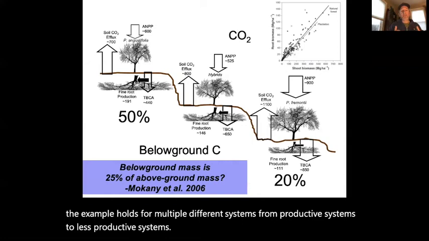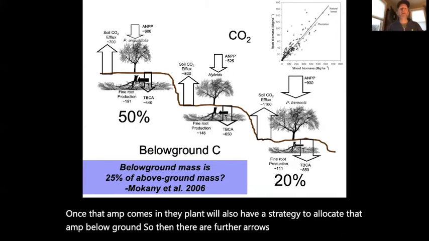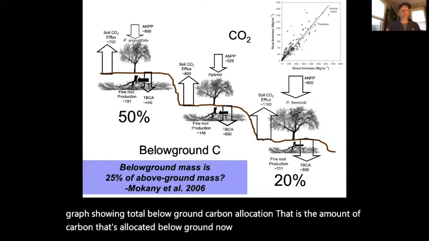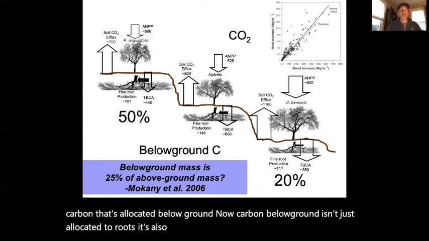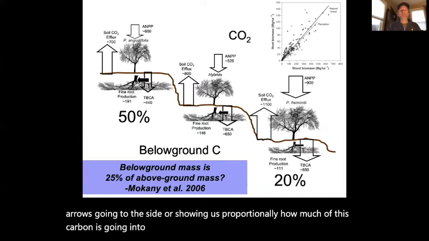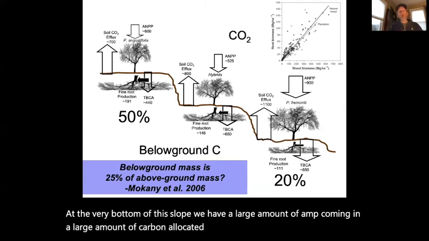Once that ANPP comes in, the plant will also have a strategy to allocate some of it below ground. So there are further arrows going down in this graph showing total below ground carbon allocation, the amount of carbon that's allocated below ground. Now, carbon below ground isn't just allocated to roots, it's also allocated to mycorrhizae. The little black arrows going to the side show proportionally how much of this carbon is going into roots. At the very bottom of this slope, we have a large amount of ANPP coming in, a large amount of carbon allocated below ground, and a small amount going to roots.